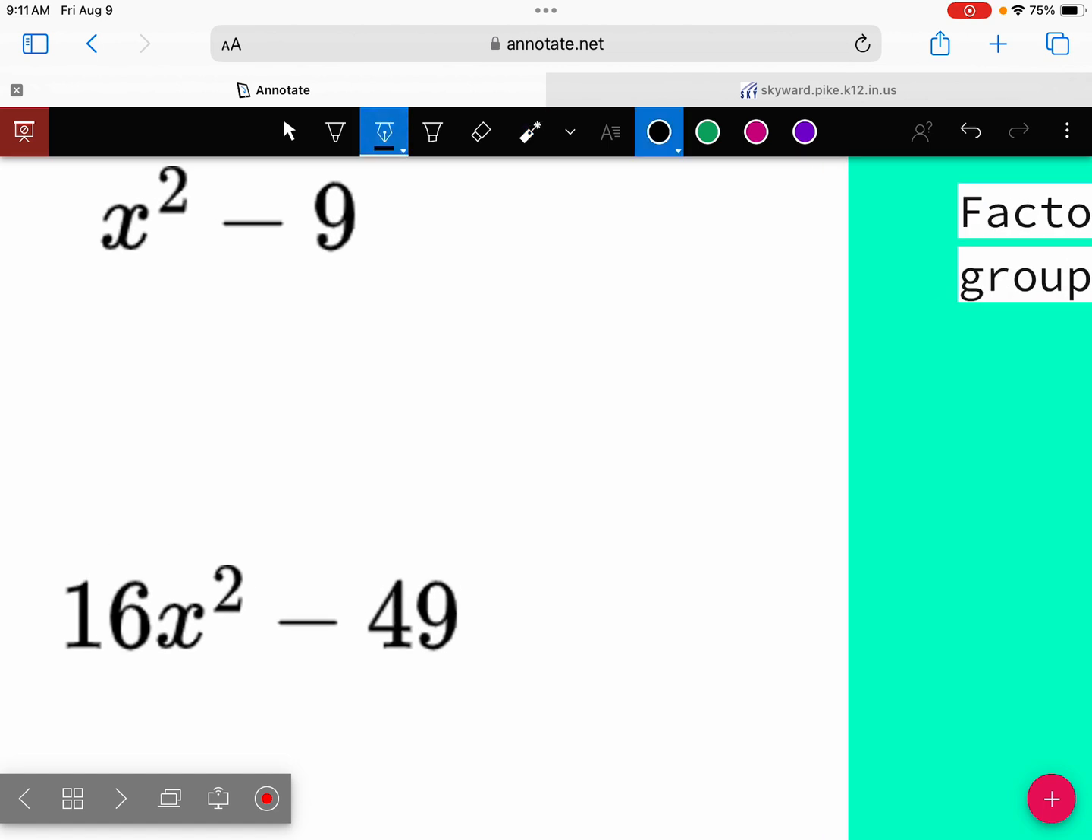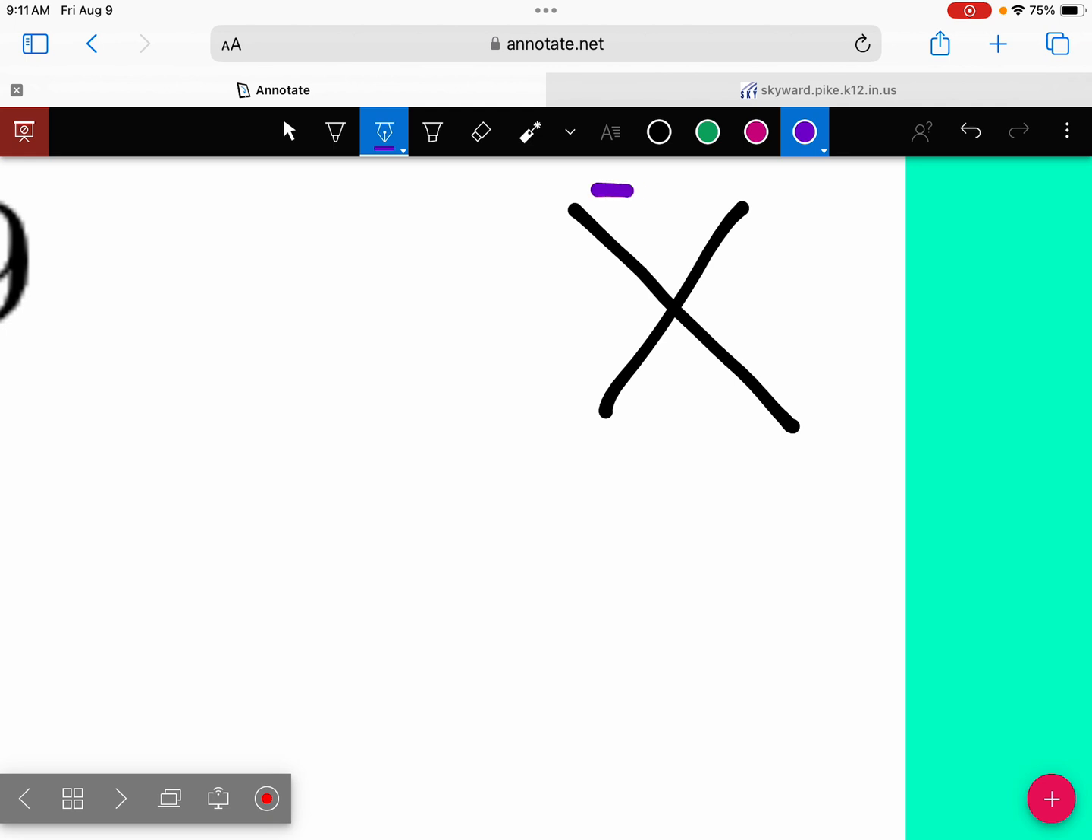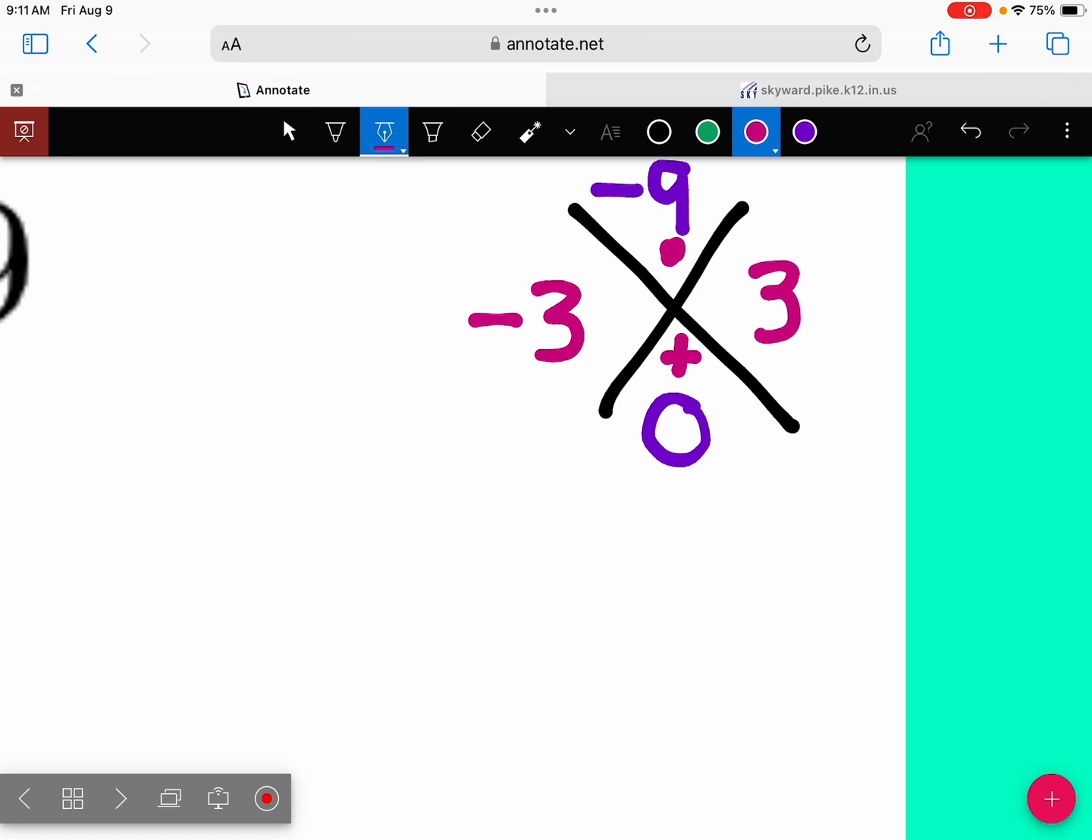100%, I can come through here and do my x and try and figure out my pair of numbers. My a is 1. That minus 9, that's my c. So we wind up with a minus 9 at the top. And what's my b? 0. I have no b. So we need a pair of numbers that multiplies to make negative 9 and adds to make 0. Negative 3 and positive 3. Again, I said I'm going to do this whole one by grouping, and then we'll talk through the special pattern shortcut if you want to.